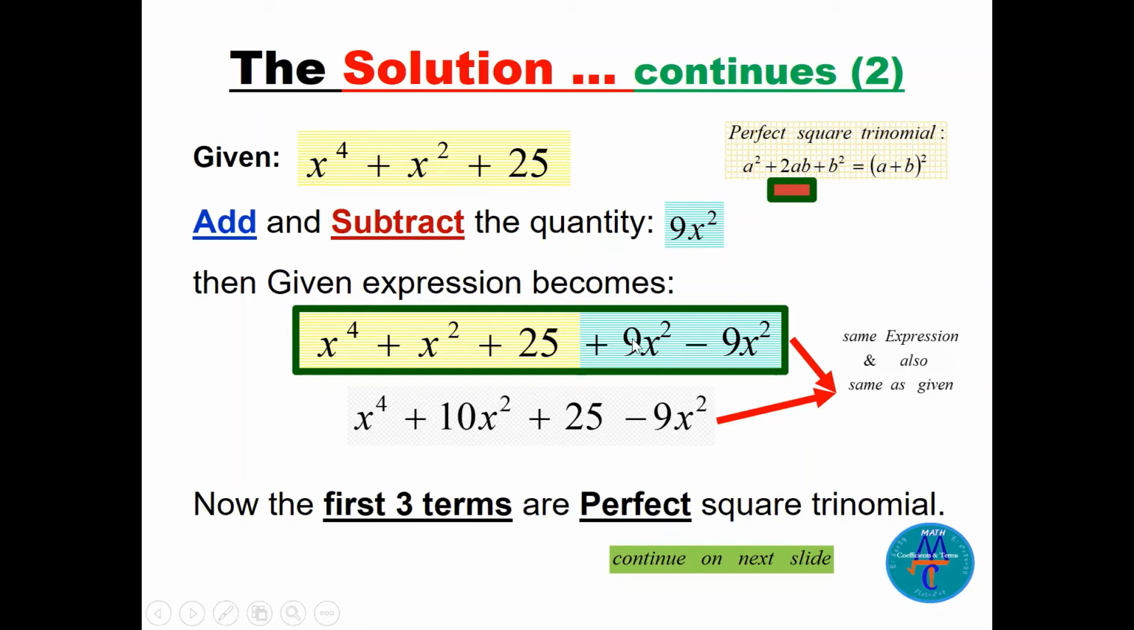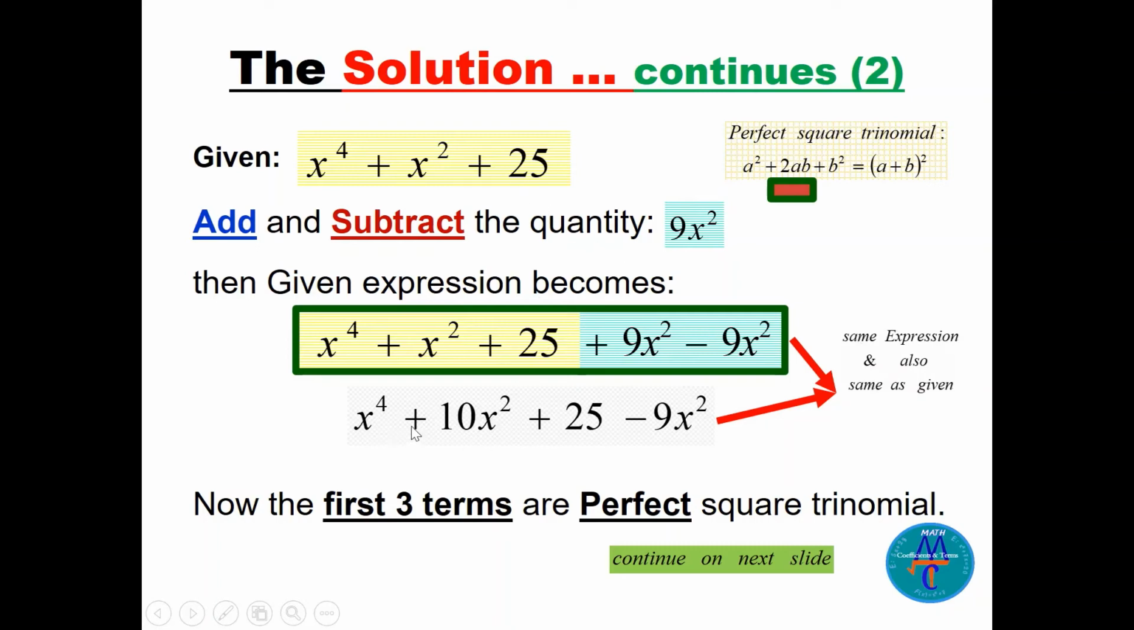So we say here plus 9x squared minus 9x squared to the whole expression. Now I take x squared and 9x squared, I add them together, they become plus 10x squared. I leave the minus 9x squared. Now, this expression here and this expression there, they are the same. And they are the same also as the given.